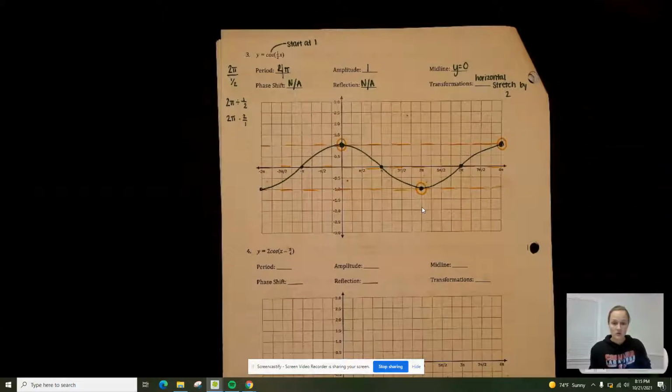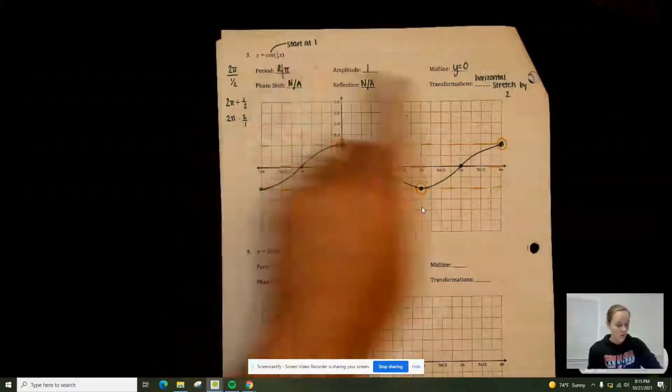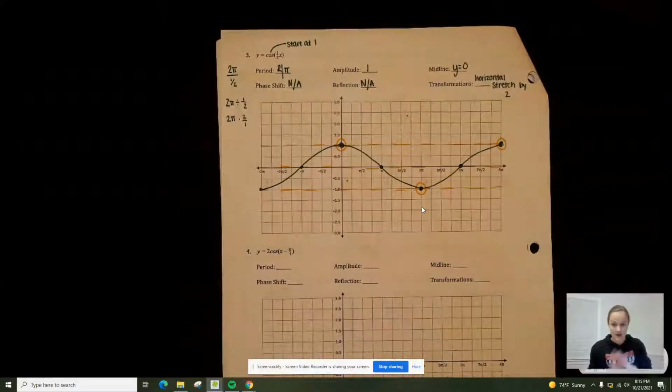All right, so those are 3 examples. The really important thing is you recognize what your different transformations are, how they're affecting your graph. I would plot your midline first, then figure out where your amplitude is going, then figure out your starting point, and based on your period, find your end point of that first period.